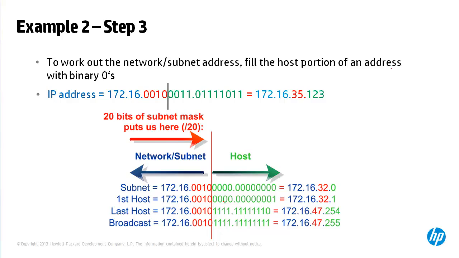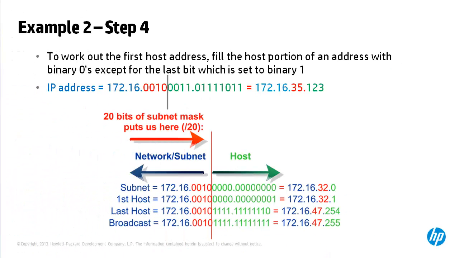The host portion of the address has been populated with zeros, and working it out, this is the answer. The second rule states that to work out the first host address, we need to fill the host portion of the address with binary zeros except for the last bit, which we set to binary 1.